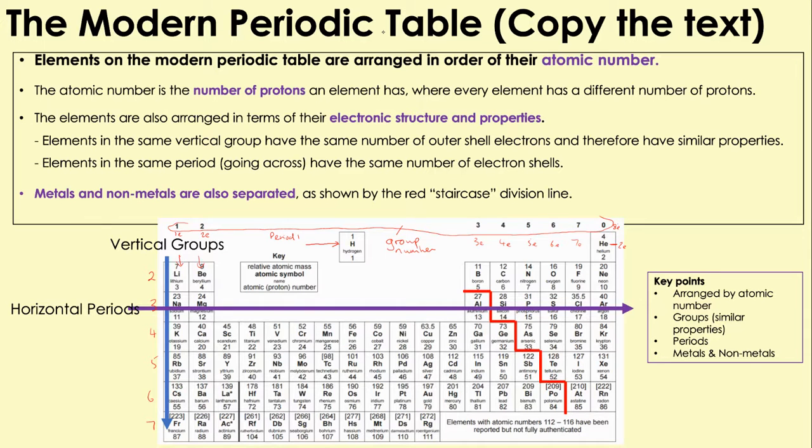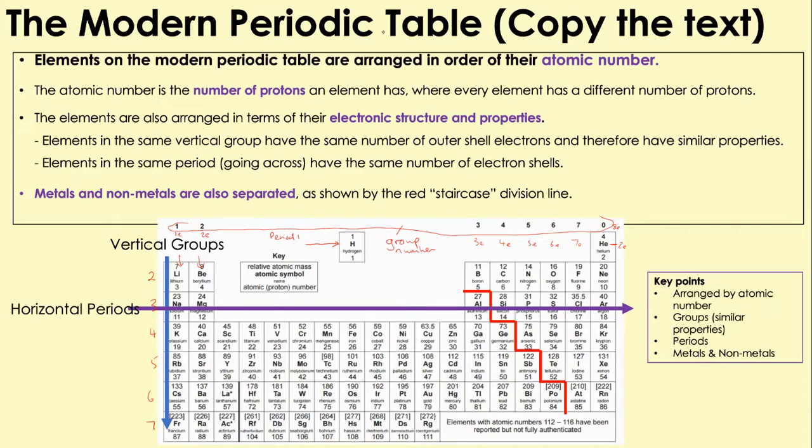So if we look at them, we've already said that elements in the same group have got the same number of outer shell electrons, and that's the same as their group number. Elements in the same period are going to have the same number of electron shells. So hydrogen and helium here, they're in period 1, so they've got 1 shell. Lithium, beryllium, etc. are in period 2, so they've got 2 shells of electrons. Sodium, magnesium are in period 3, so they've got 3 shells of electrons.